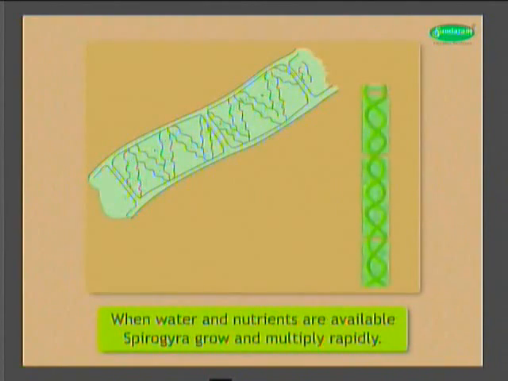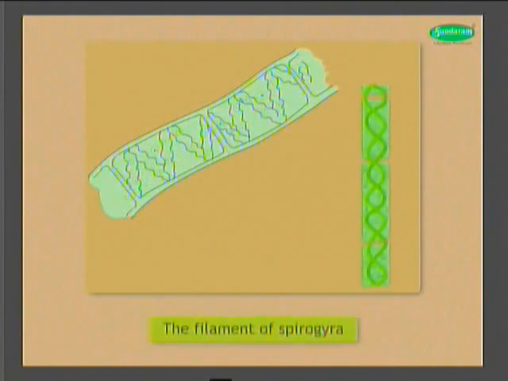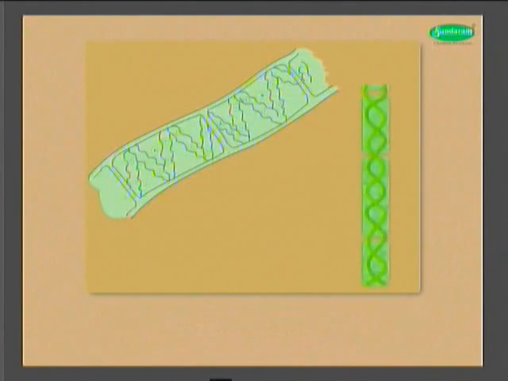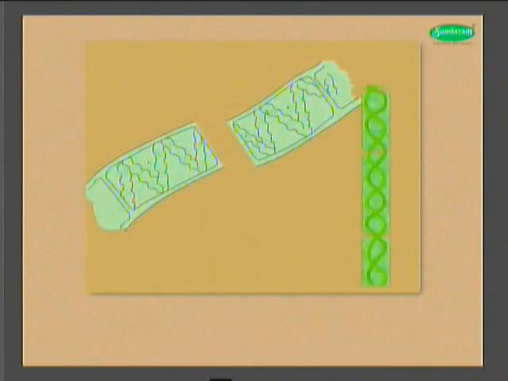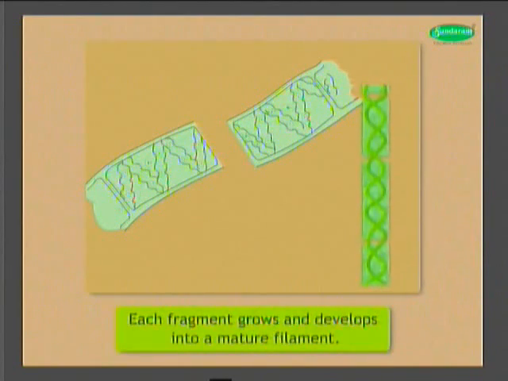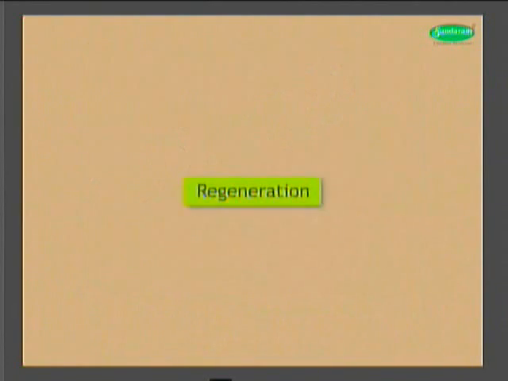When water and nutrients are available, spirogyra grow and multiply rapidly. The filament of spirogyra undergoes fragmentation, resulting in numerous filaments. With cell enlargement and subsequent mitosis, each fragment grows and develops into a mature filament.